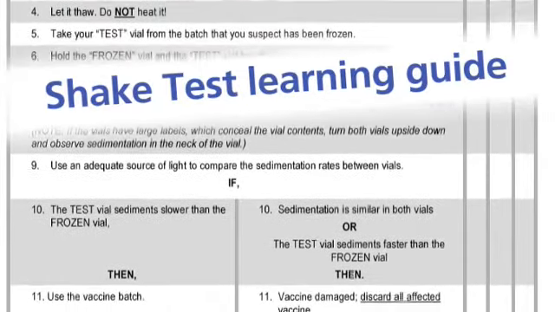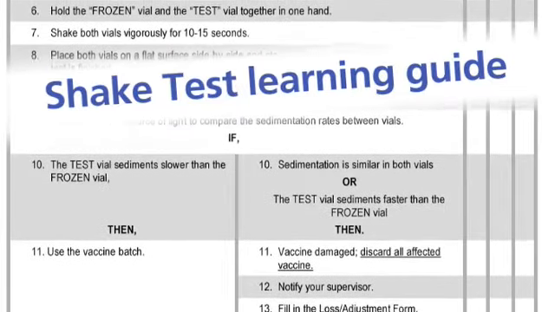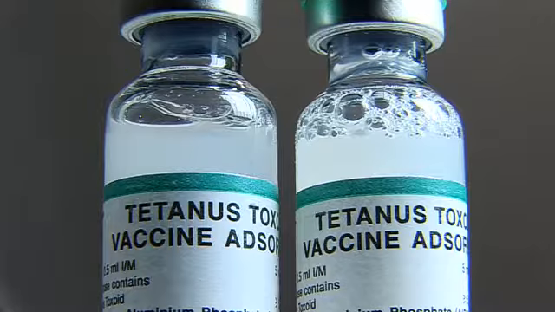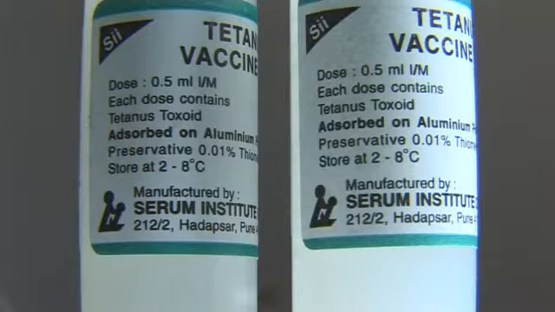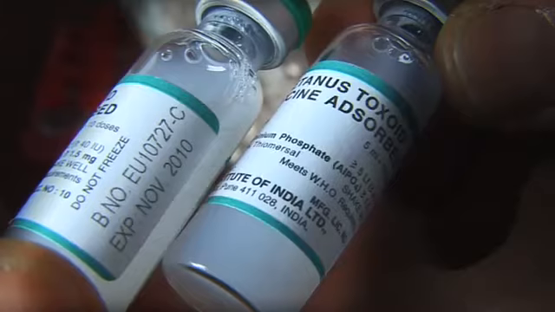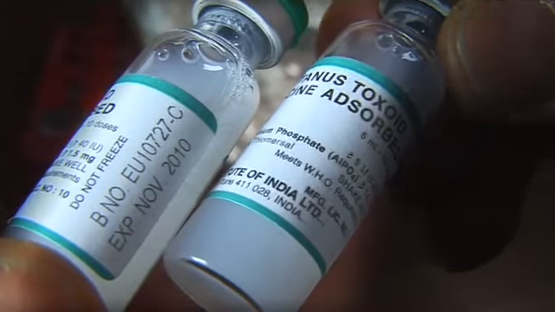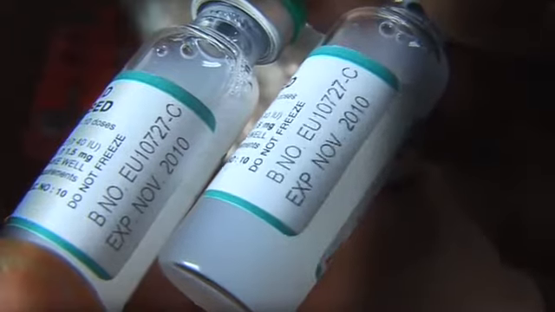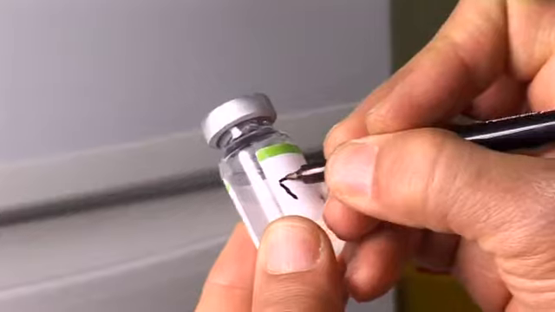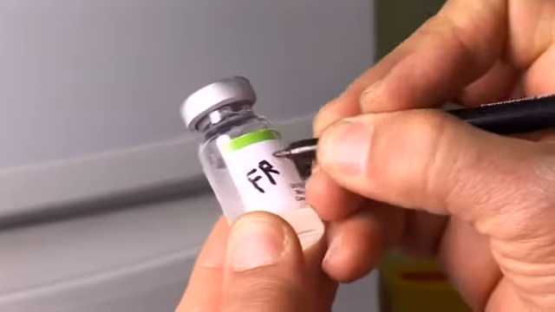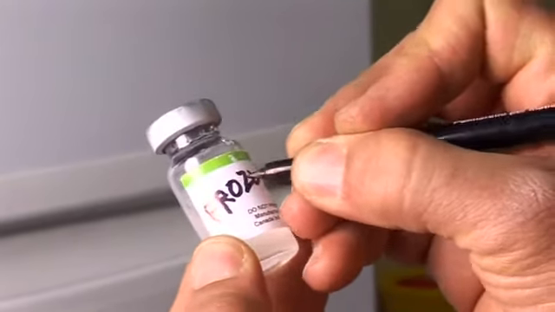The first step in conducting the shake test is to prepare a frozen control vial. Take a vial of vaccine of the same type and batch number as the vaccine you want to test. It should also be made by the same manufacturer. If more than one batch is in question, a frozen control sample should be prepared separately for each batch, and each batch should be tested with its own control sample. This vial must be clearly marked as frozen.